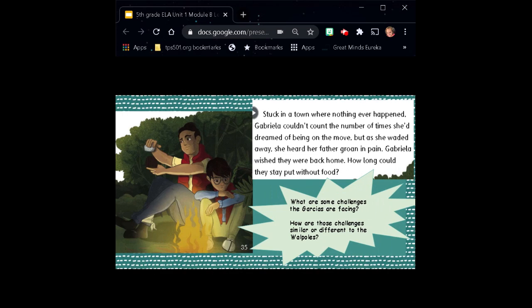So, what are some challenges the Garcias are facing? How are those challenges similar or different to what we've read about the Walpoles?